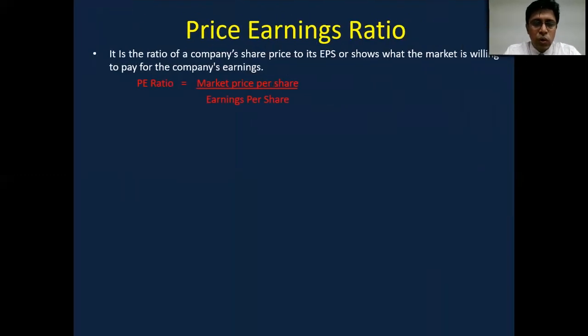However, since we do not consider the market price when calculating the EPS, it will not give an indication whether a share is expensive or not in relation to its market price. That is why we calculate the price earning ratio. The price earning ratio, or the PE ratio, will tell us how many times the market is willing to pay for each rupee a company earns. We calculate this ratio by dividing the market price of a share by its earnings per share.